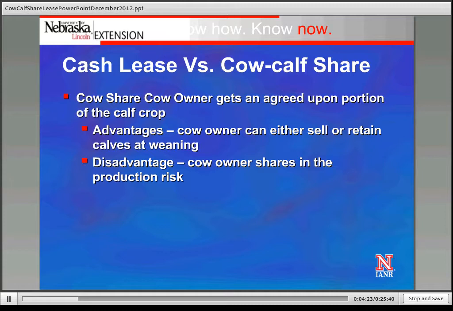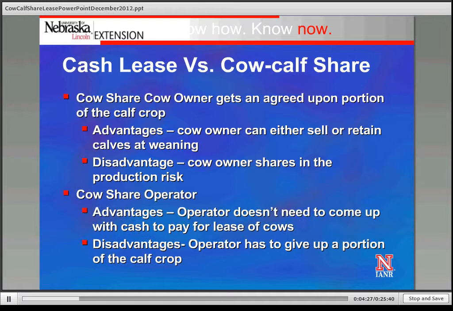In terms of advantages and disadvantages to the person who's caring for the cows, the operator, the obvious advantage for the operator is they don't need to come up with cash to pay for the lease of the cows. Both the owner and the operator are sharing in both production risk and price risk, and therefore they're sharing that risk with the owner of the cows, and that can be an advantage. The disadvantage then obviously also is the operator has to give up a portion of the calf crop.